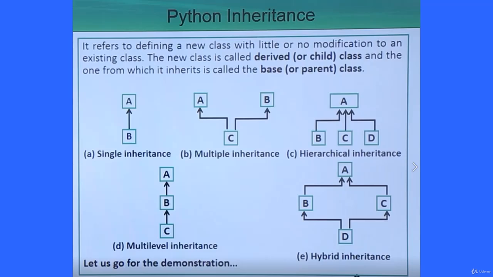Here we have multi-level inheritance. What is the meaning of multi-level inheritance? This is the base class, this is the derived class, and for this C, B is the base class and C is the derived class here.